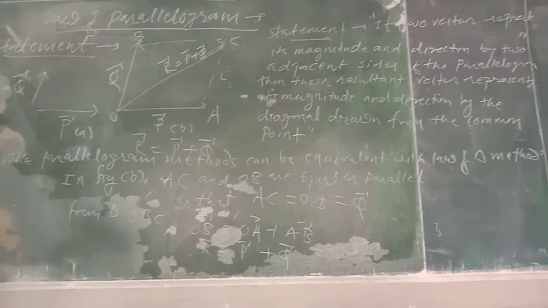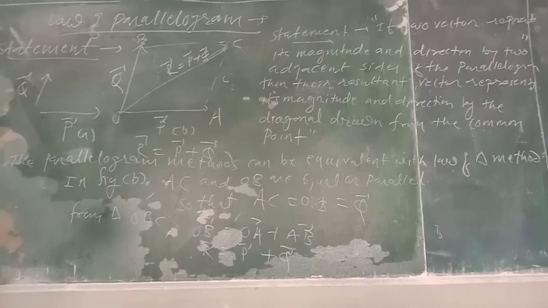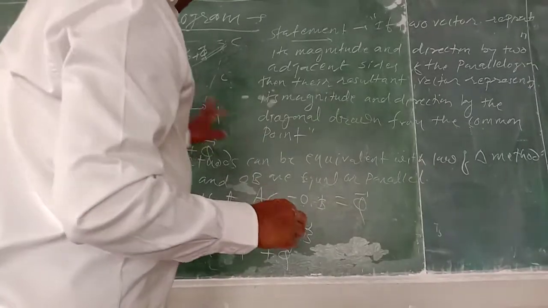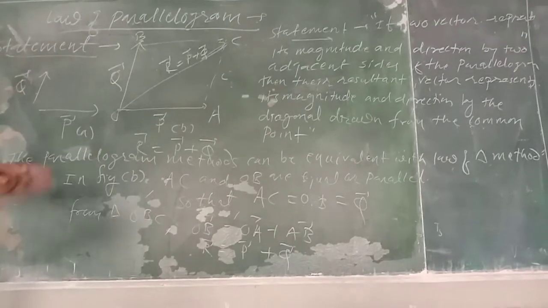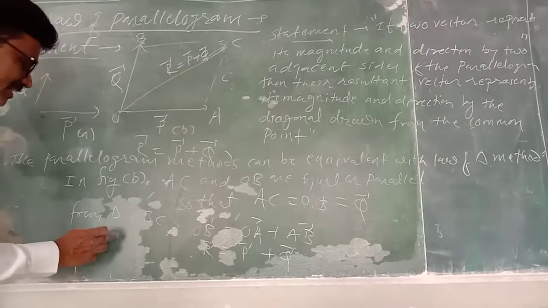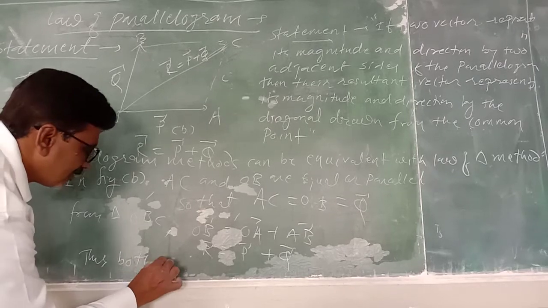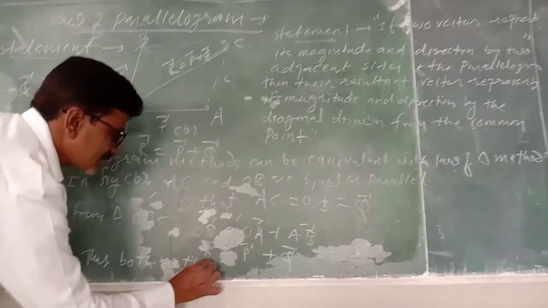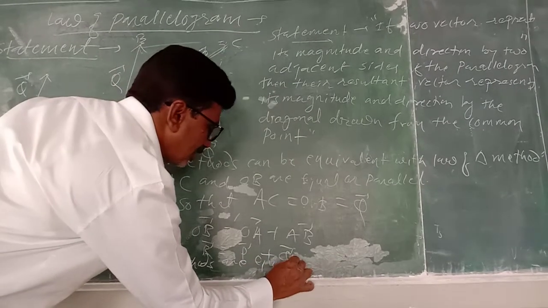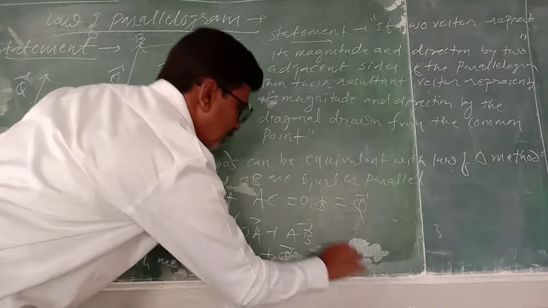According to the law of triangle method, and the law of parallelogram method are equivalent. Thus, both methods are equivalent. Okay.